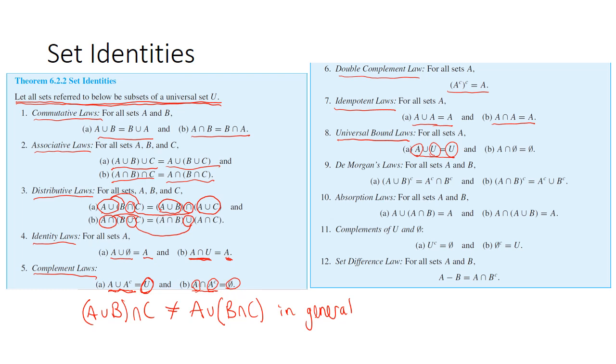The other way around, if you intersect A with the empty set, this is going to be everything that's in A and in the empty set, but there's nothing that's in the empty set, so you're just going to end up with the empty set.